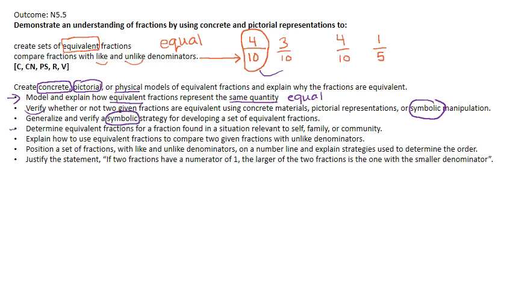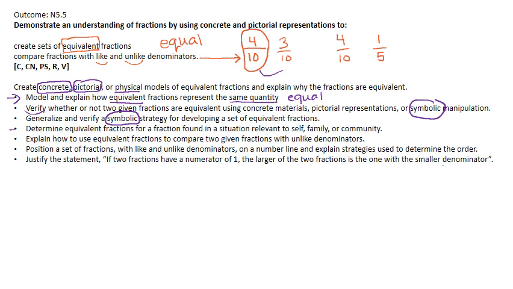The next one, determine equivalent fractions for a fraction found in a situation relevant to self, family, or community. Explain how to use equivalent fractions to compare two given fractions with unlike denominators. Position those fractions on a number line. Justify the statement, if two fractions have a numerator of 1, the larger of the two fractions is the one with the smaller denominator. Well, that's a bunch of big old words, isn't it? So let's talk about that one for a minute.